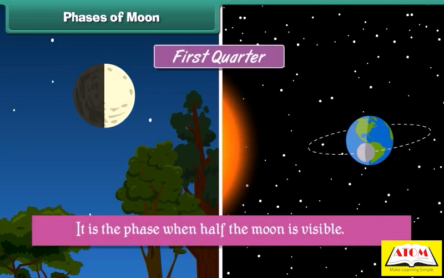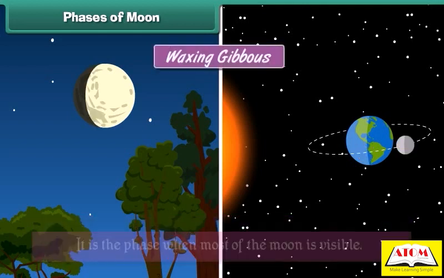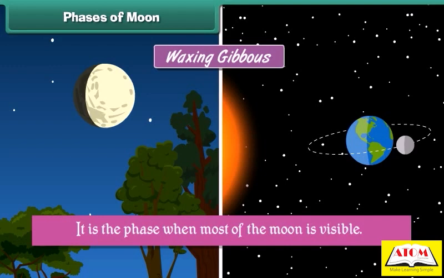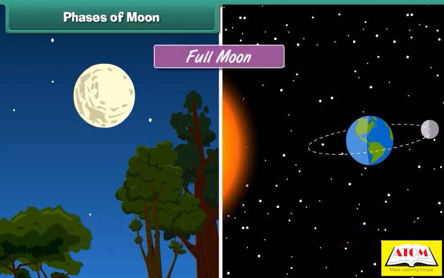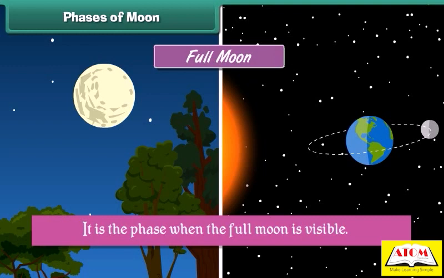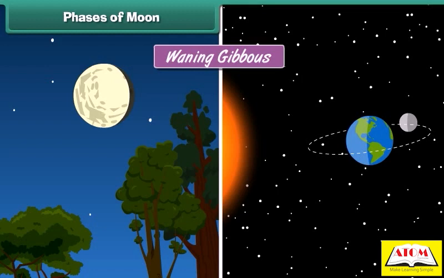First quarter. It is the phase when half the Moon is visible. Waxing gibbous. It is the phase when most of the Moon is visible. Full Moon. It is the phase when the full Moon is visible. After full Moon, the size of visible Moon starts decreasing. Waning gibbous. It is the phase that follows the full Moon phase.